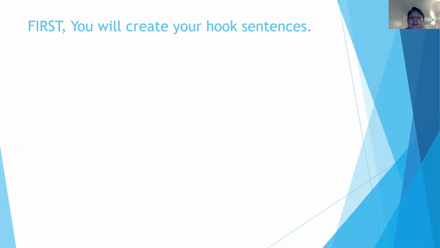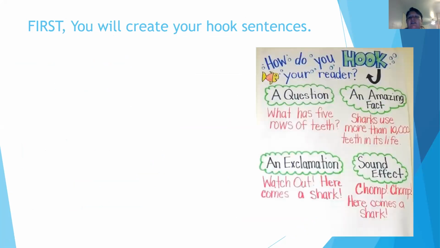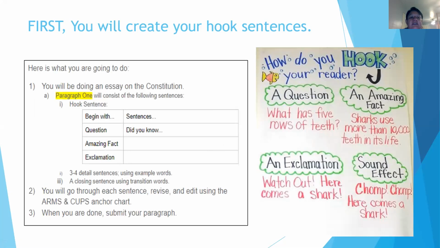So first you will create your hook sentences. This is the anchor chart you will be using to write out your hook sentence. You can use a question, you can use an amazing fact, you can use an exclamation, you can use sound effect. But since we are doing actual facts of the Constitution, we're going to use the question and the amazing fact only. And this is where you're going to be writing your hook sentences. It should be on the first page of your writing.